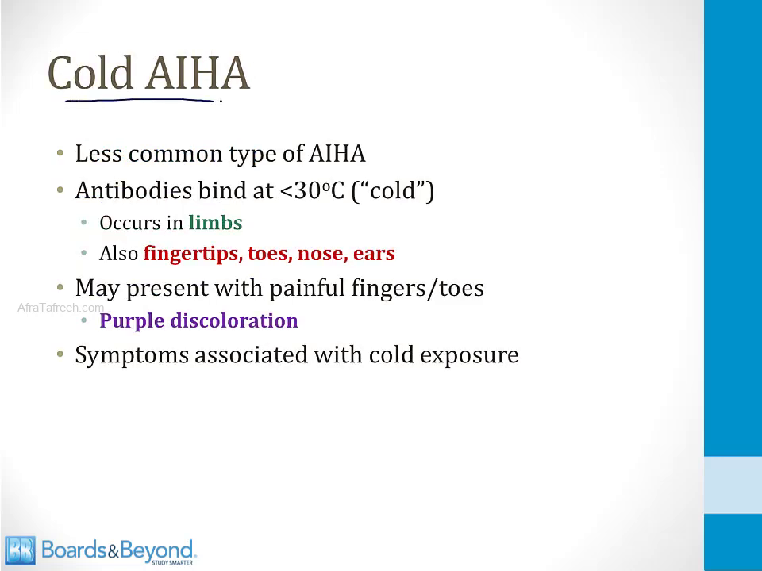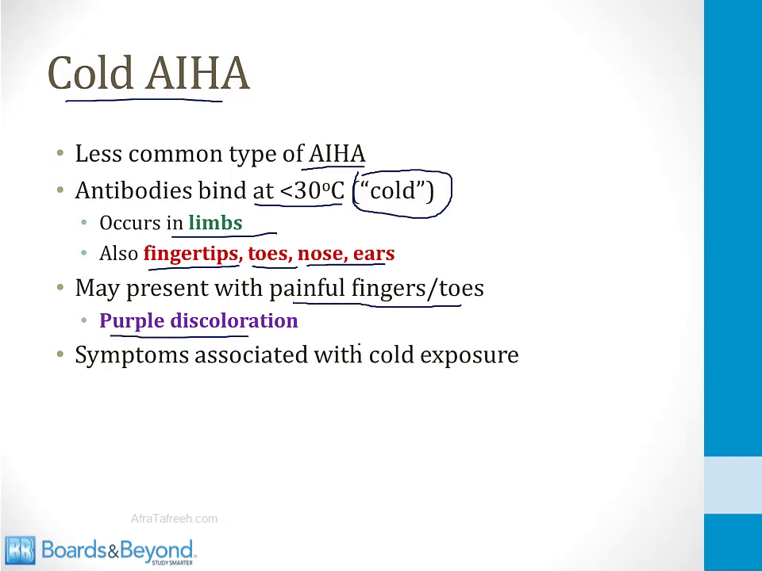Now let's talk about cold hemolytic anemia, which is the less common type of autoimmune hemolytic anemia. In these disorders, antibodies bind to red blood cells at temperatures below 30 degrees Celsius, hence the name cold. And places in the body where the temperature gets below 30 degrees Celsius are in the limbs, where you're far away from the center of the body and the blood and the organs, also in the fingertips, toes, nose, and ears.